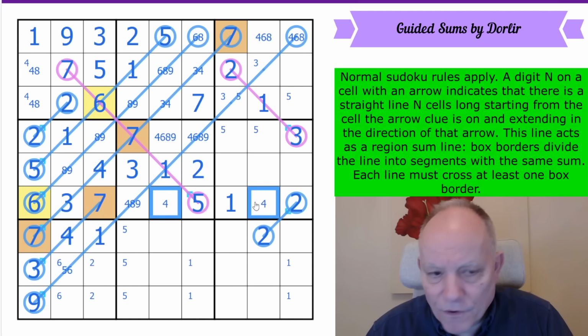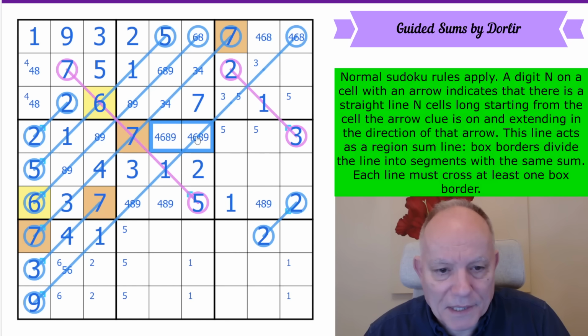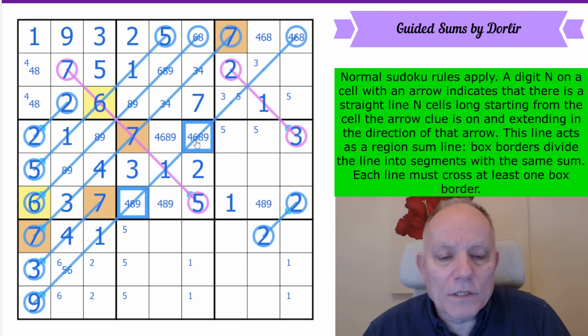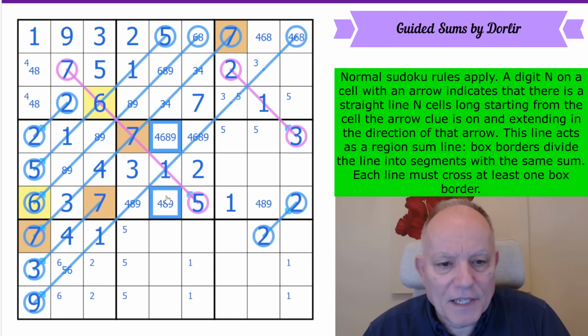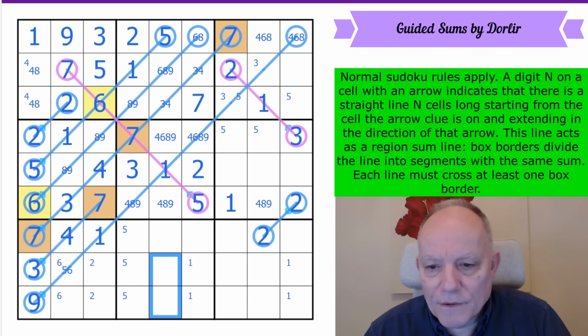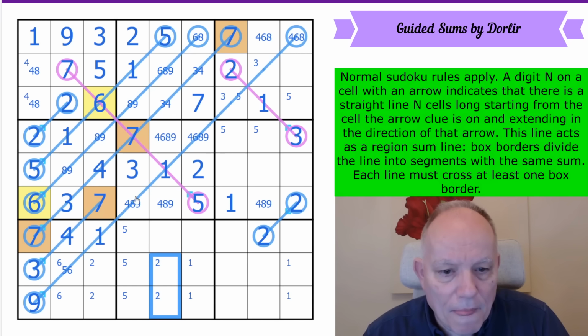These other 2 are from 4, 8, 9. So one of these has to be a 6. Oh, one of those is low. Well, sorry, one's high and one's middly. So one of these is high and one is middly. I don't know. There's a 2 in one of those cells. That's all I know there.